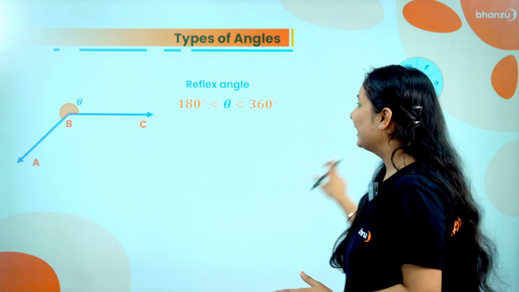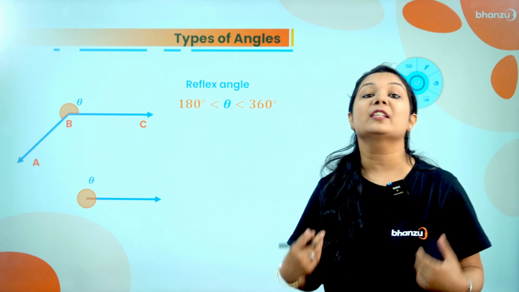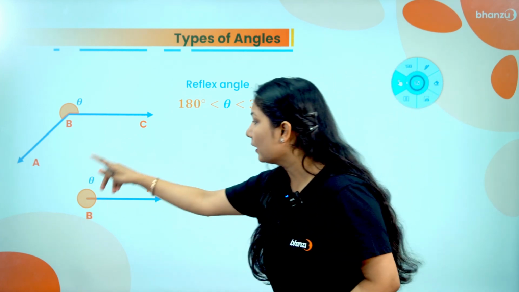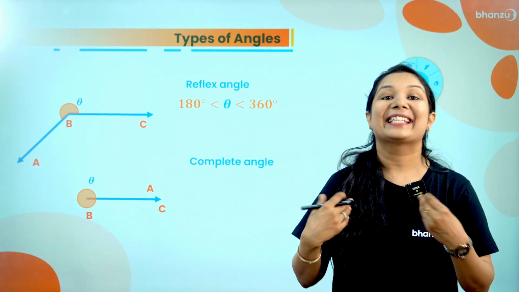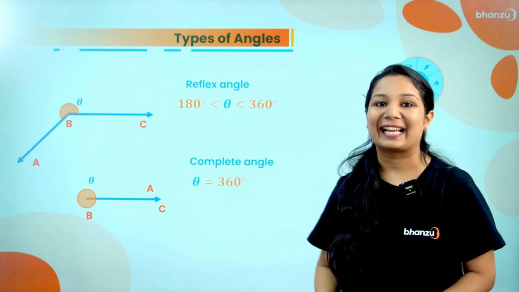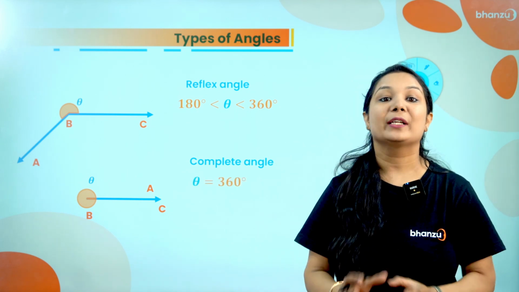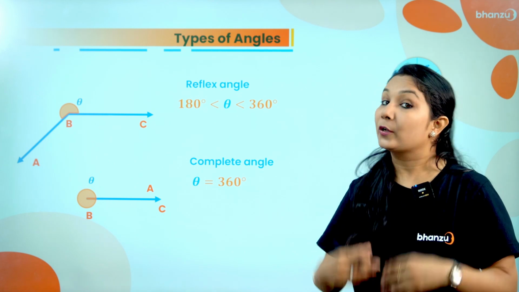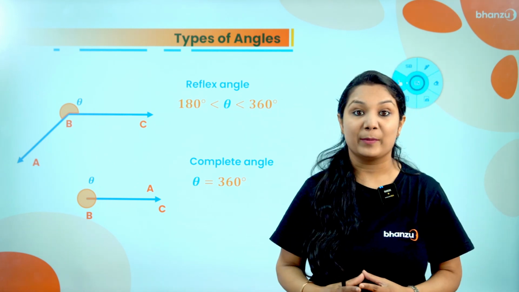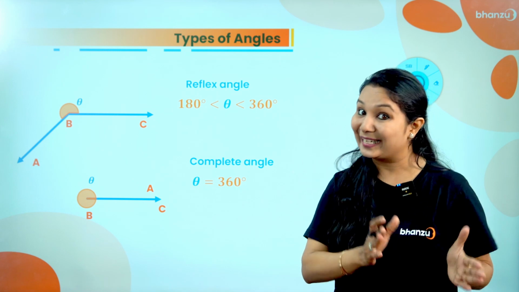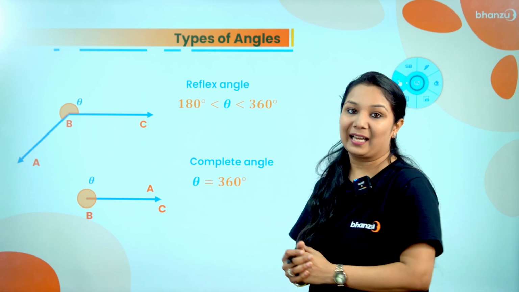Let's have a look at an angle whose measure is 360 degree. It takes a complete round and comes back. So it's actually called a complete angle whose measure is 360 degree. Now you can say that reflex angle's measure lies between straight angle and complete angle.